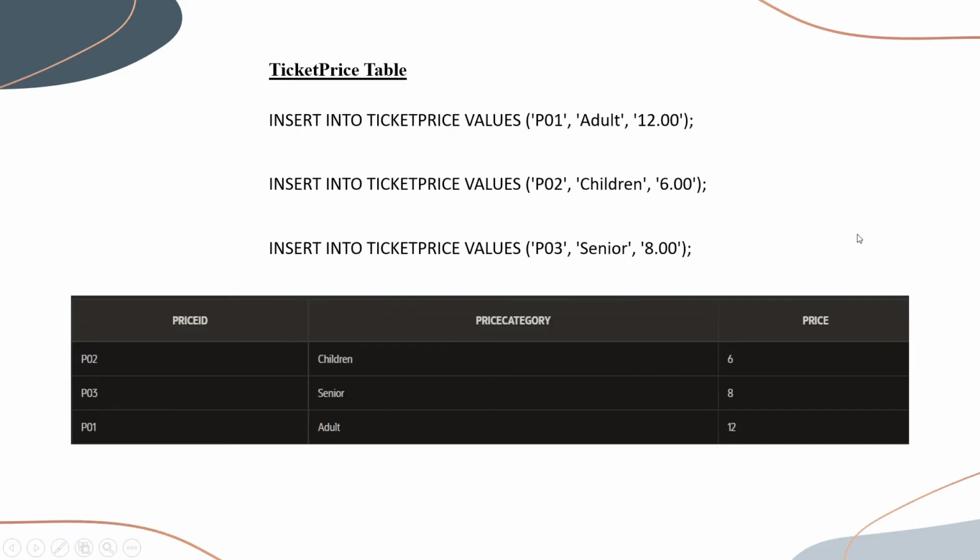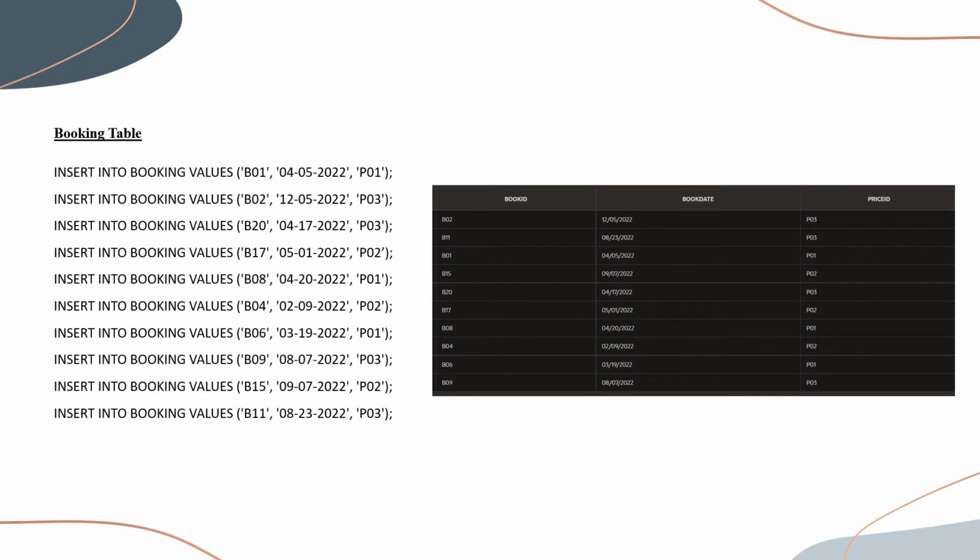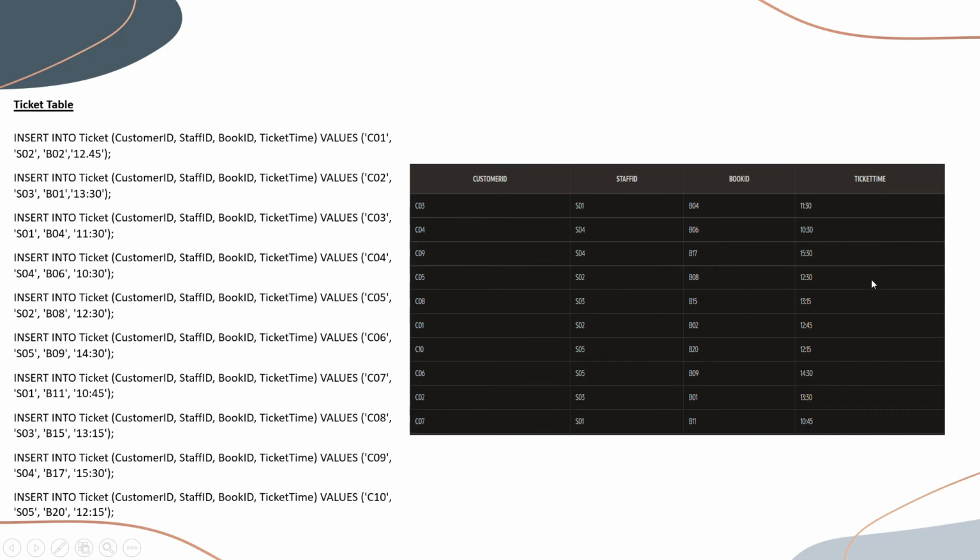Then insert into the ticket price table, based on price ID, price category, and price. And then we insert into the booking table, which is based on the book ID, book date, and price ID. Then we insert into the ticket table, which is based on the customer ID, staff ID, book ID, and ticket time.